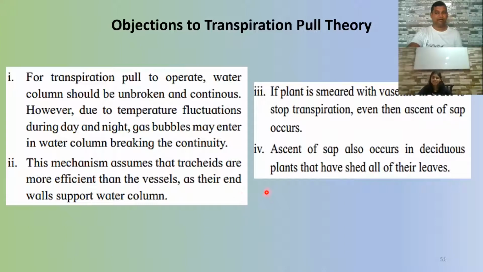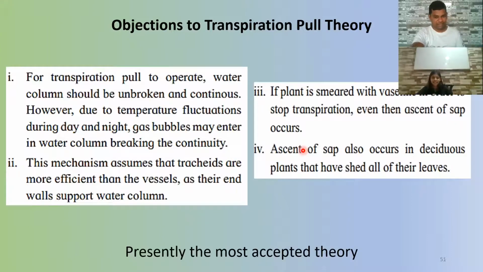Another important thing: transpiration mostly takes place from the leaves. But it is still observed that plants which are deciduous, जो अपने old leaves को shed कर देते हैं, तो मतलब इसमें leaves है ही नहीं, still there is ascent of sap taking place. अगर transpiration ही नहीं हो रहा है, तो वहाँ ascent of sap कैसे हो रहा है? So that was another objection.